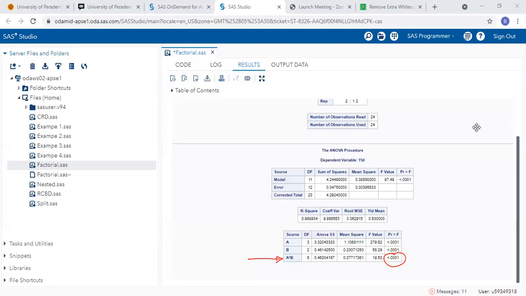Okay, we can continue. So, what is the condition here? By looking at the AB interaction, is that significant or not? The alpha value is greater than this probability. So we reject our null hypothesis. So, what is our conclusion? There is a significant effect.